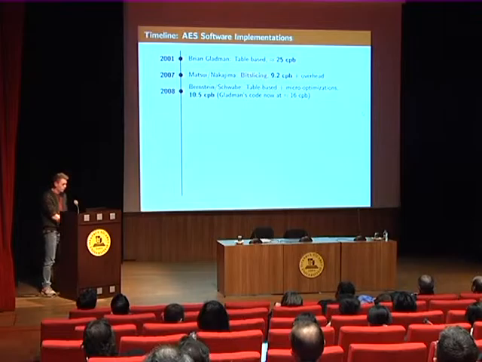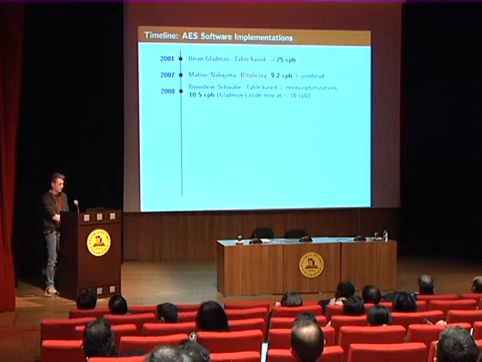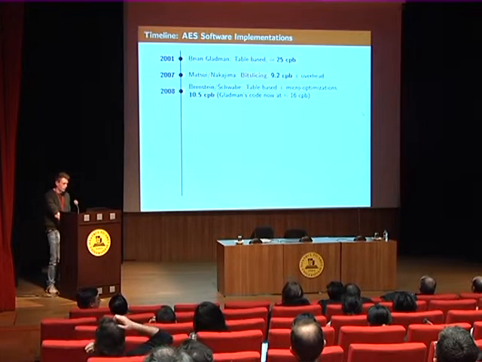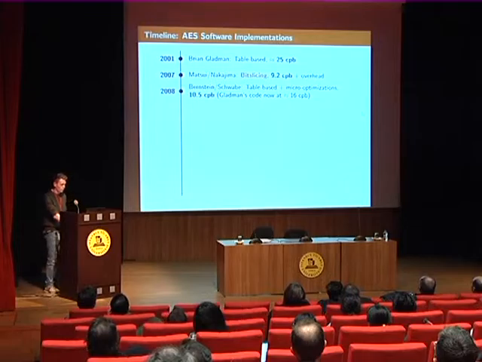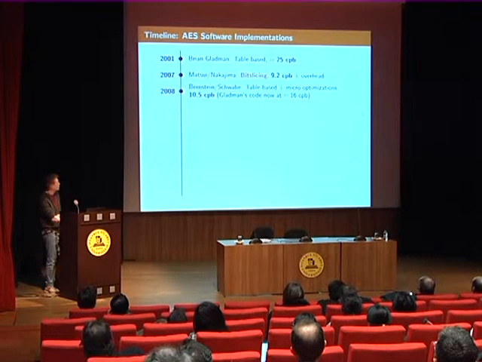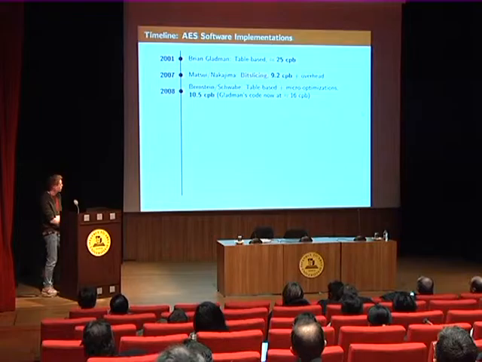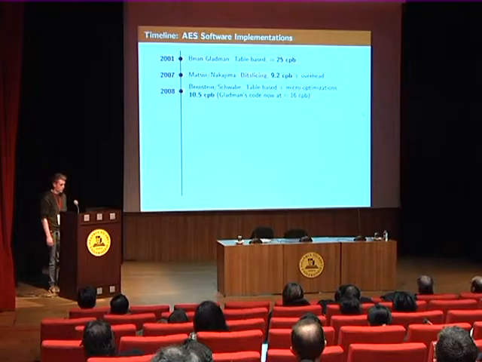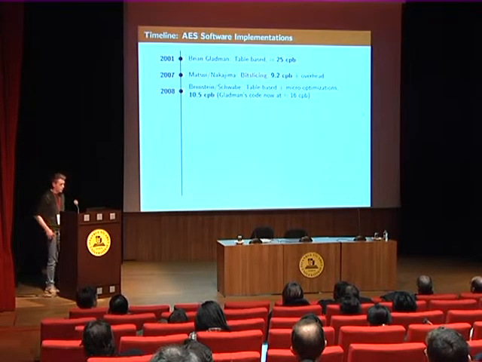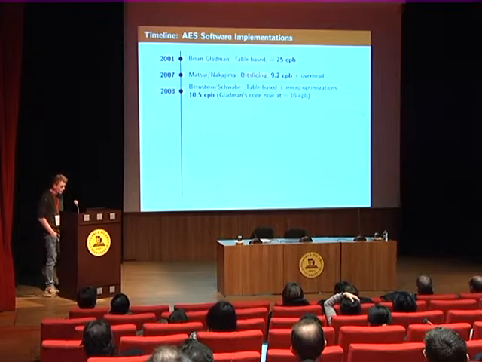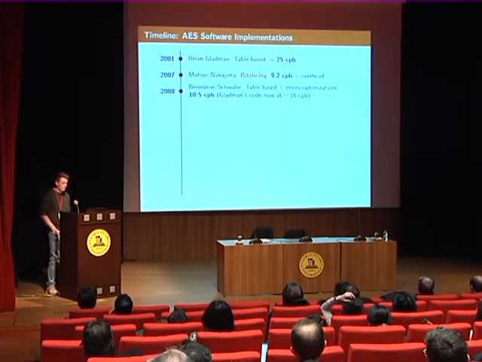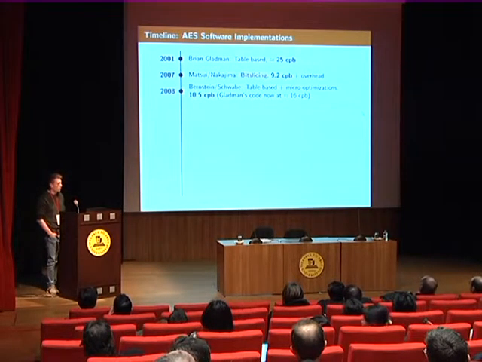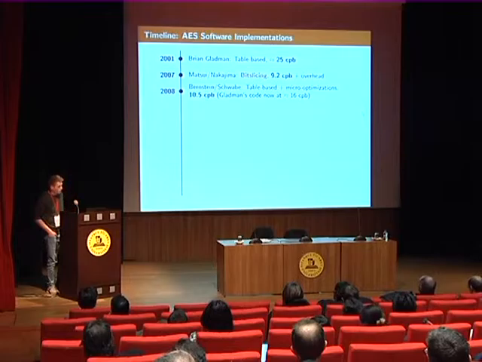So I want to take you through a short timeline of how AES implementations have looked in the past 15 years. Of course, in 2001, we have the table-based implementations that are very much cited by Brian Gladman. Back then, this was running at 25 cycles per byte, which in those days was actually considered quite fast.